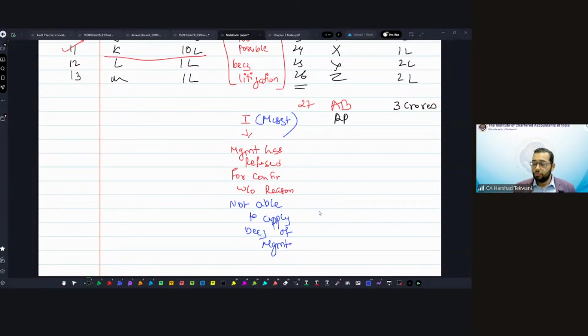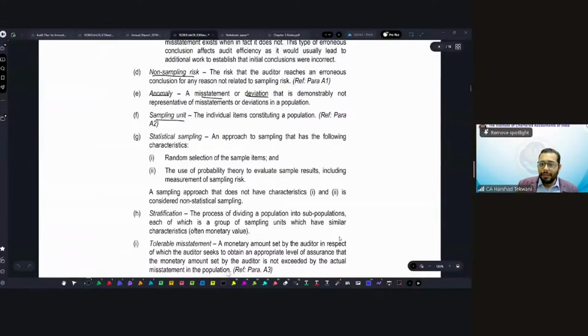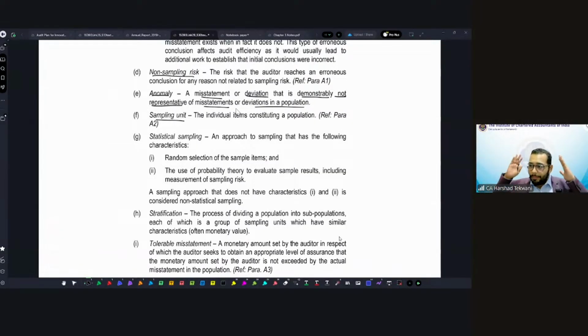Yes, no? No, sir. We cannot project based on this. Yeah. So an anomaly is nothing but a misstatement or deviation that is demonstrably not representative of the misstatements or deviations in the population. It was one case where management denied, saying please do not proceed with the confirmation, without any reason. In all the rest of the cases, management gave you permission. So that can be called an anomaly. It's a misstatement, but an anomaly.